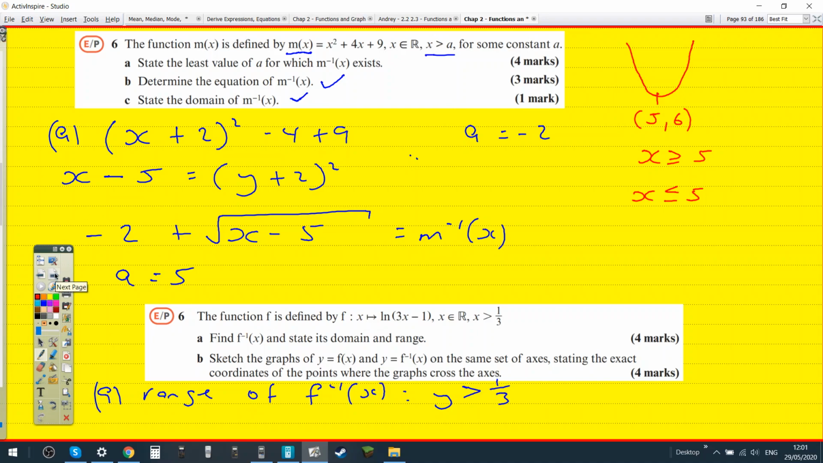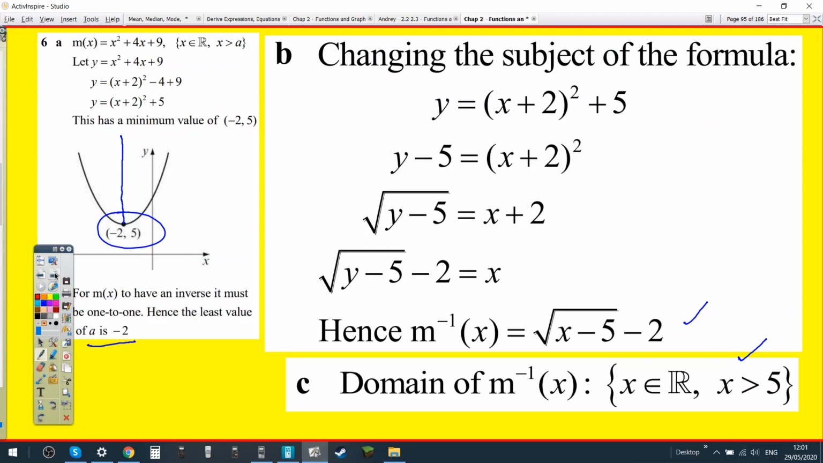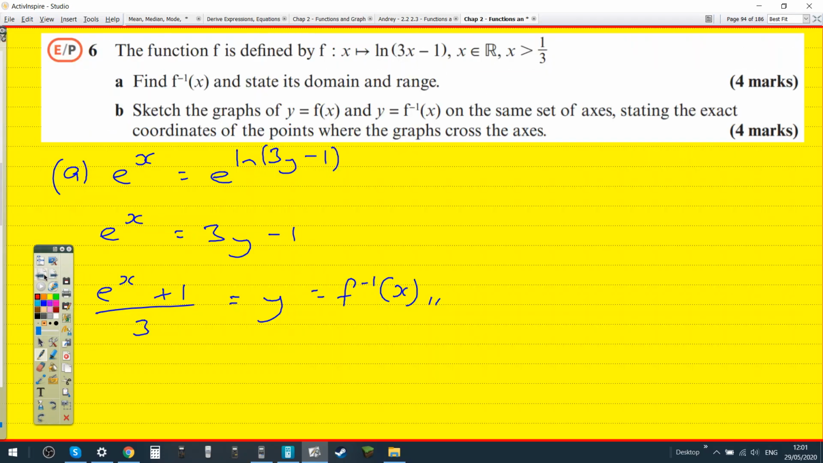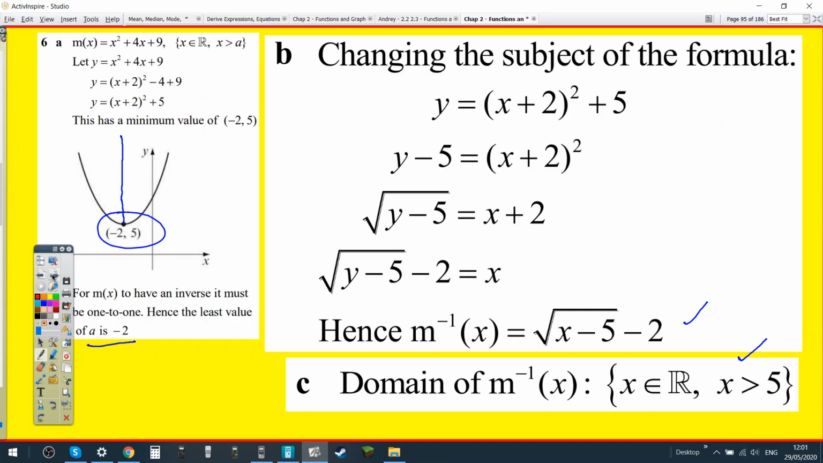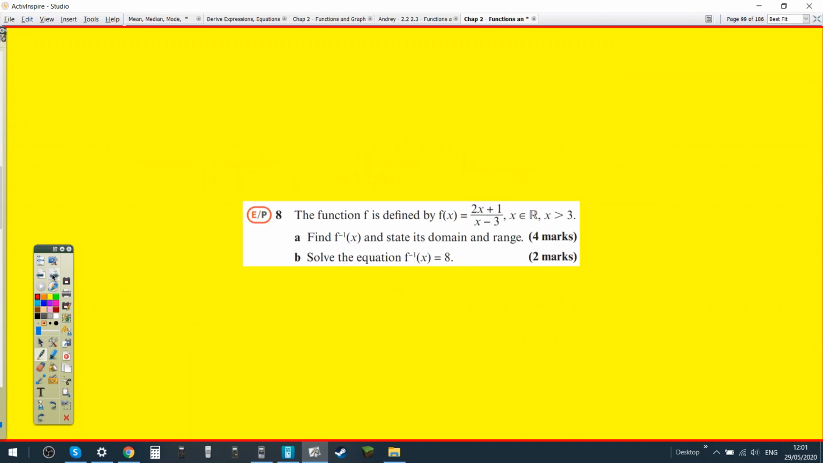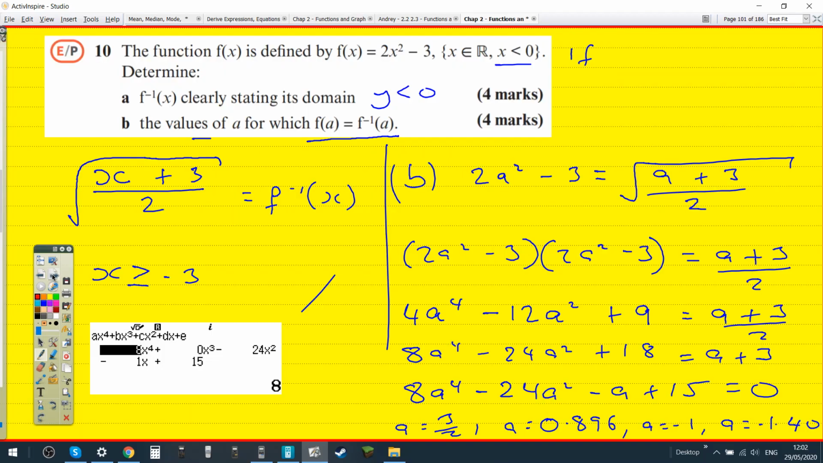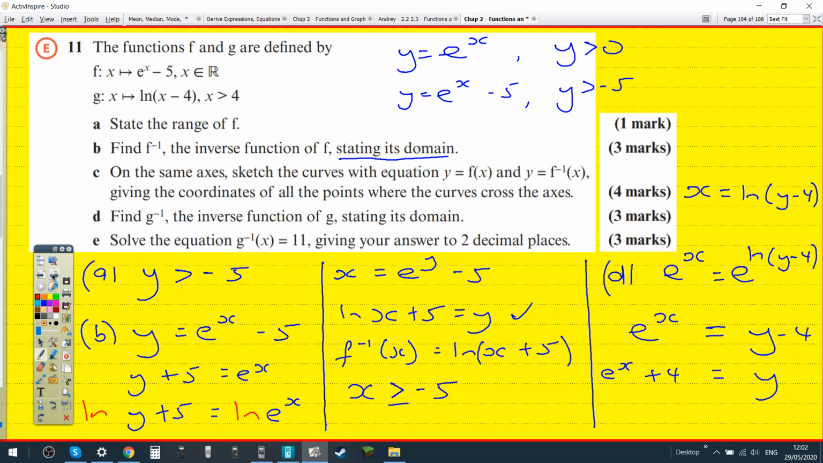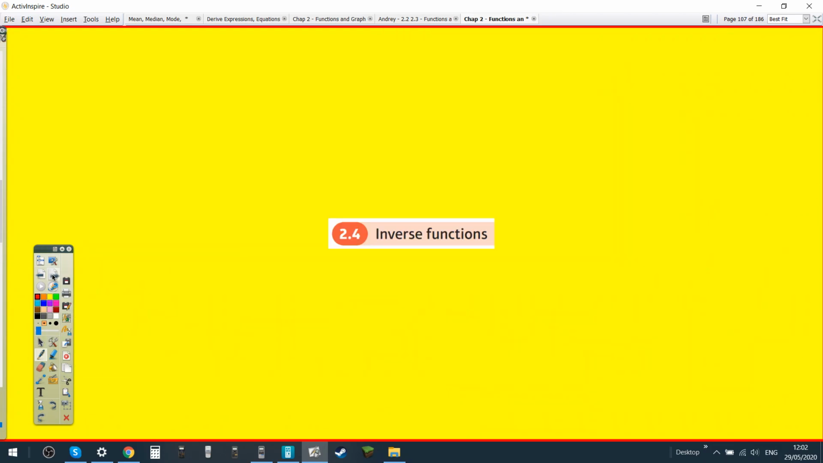But big picture, a lot of sketching helps, and then you can use that to see. So inverse of e to the x is ln x. Inverse of ln x is raise both sides to the base e, and that gets rid of that. And this was okay. Stating domain, it's okay.